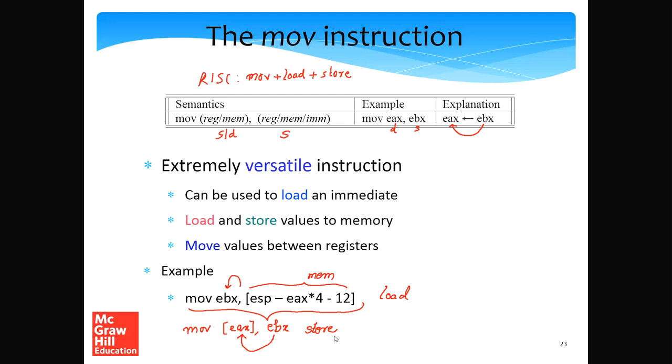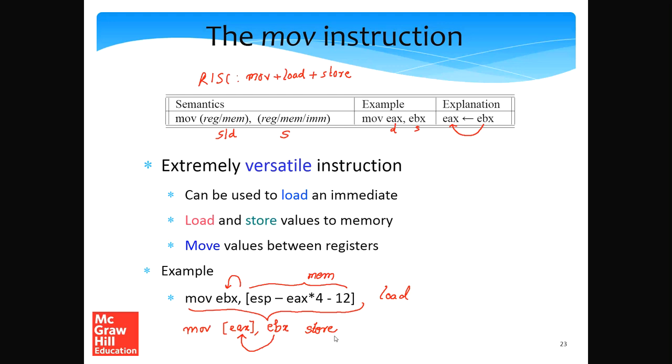And mind you, the standard rules that we discussed in the last few slides still hold, which means that both the source and destination operands cannot be memory locations. So we can't use this instruction to move values between 2 memory locations. But other than that, we can easily achieve a load and a store.